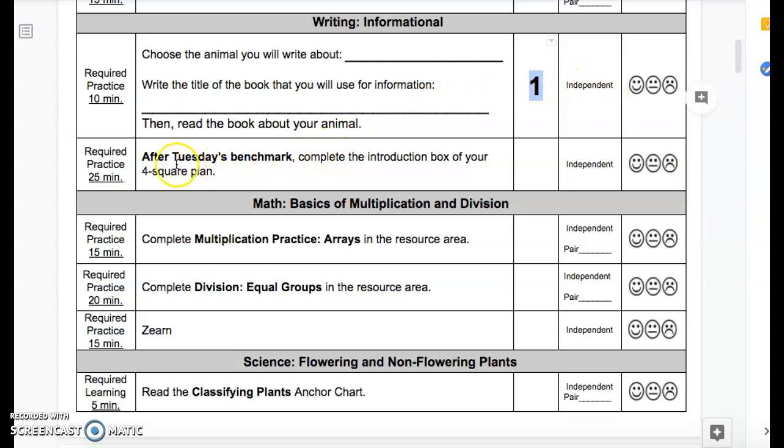Then below it says after Tuesday's benchmark, you're going to complete the introduction box of your Foursquare plan. You're going to do a writing, a Foursquare on the book that you have completed, the animal. This has to be number 1 on Tuesday.